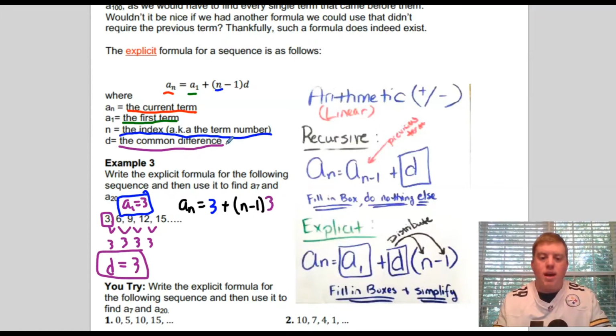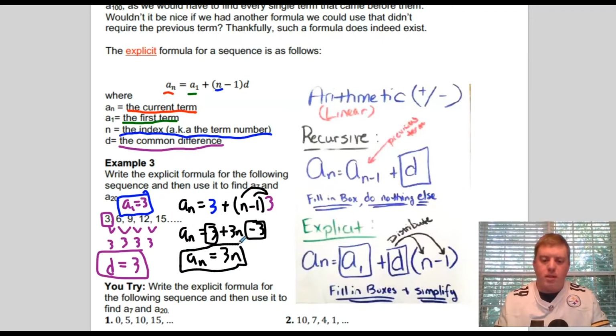So what I need to do now is to simplify. So this 3 is outside the parentheses, so I'm going to multiply it back through the parentheses that came before it. So that's going to give me a sub n is equal to 3 plus 3n minus 3. What I do now is combine like terms. Positive 3 and the negative 3 are going to cancel each other out. So that will just give me a sub n is equal to 3n. So this would be our explicit formula.